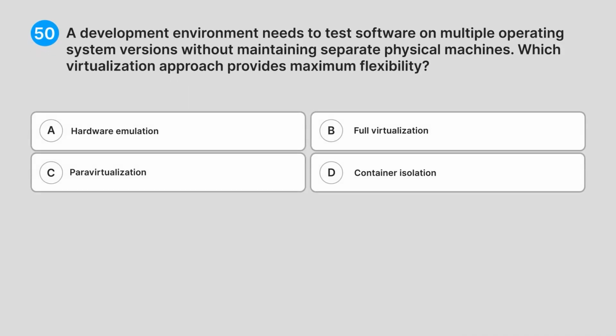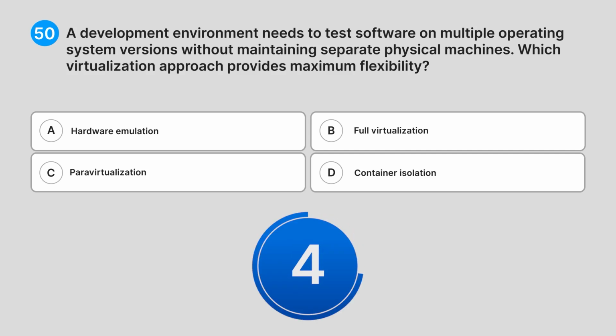50. A development environment needs to test software on multiple operating system versions without maintaining separate physical machines. Which virtualization approach provides maximum flexibility? A. Hardware emulation. B. Full virtualization. C. Paravirtualization. D. Container isolation. Do you know the answer?